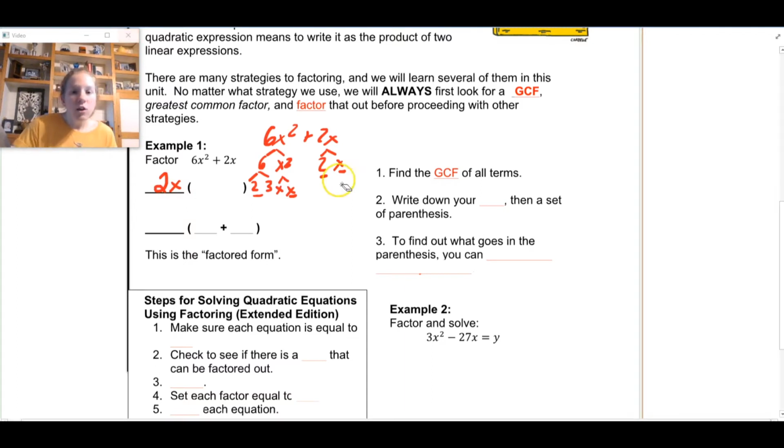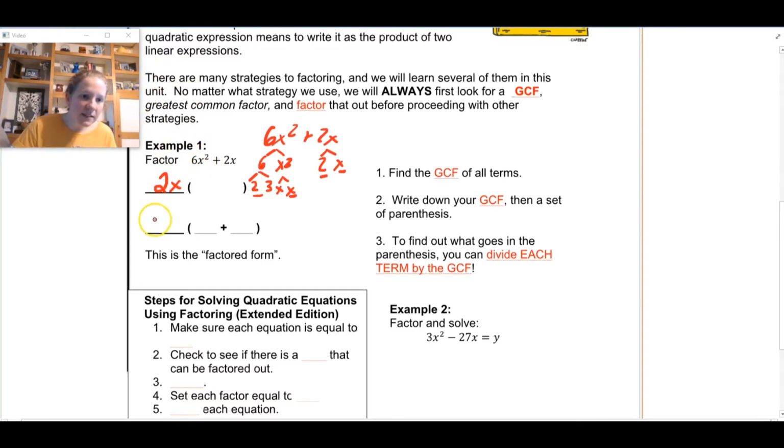Then you are going to write down your GCF out front, then an open set of parentheses. To figure out what goes in the parentheses, you're simply going to divide each term by the GCF. So basically what we're doing is the opposite of the distributive property. Instead of distributing this 2x in, we're figuring out what's been distributed in, and then we're pulling it back out.